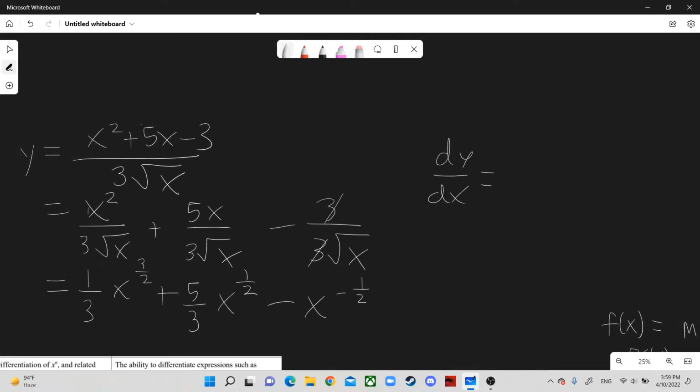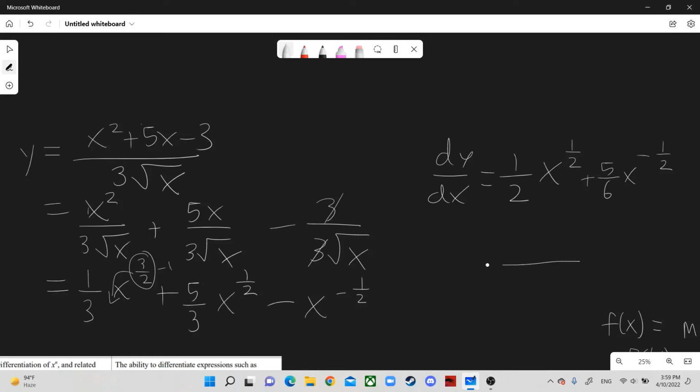dy dx is equal to, take the power, bring it to the front, 3 over 2 times 1/3, the 3 cancels out, so you just get 1/2. x and a minus 1 from the power, and you get x to the half. The same thing here, 5 over 3 times 1 over 2, you get 5 over 6. x and a minus 1 to the power, you get x to the minus a half.